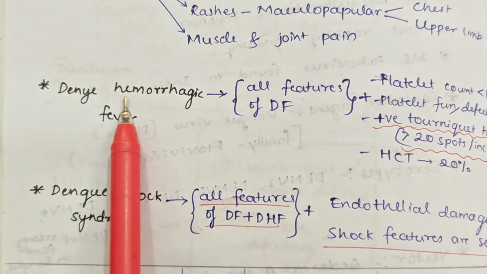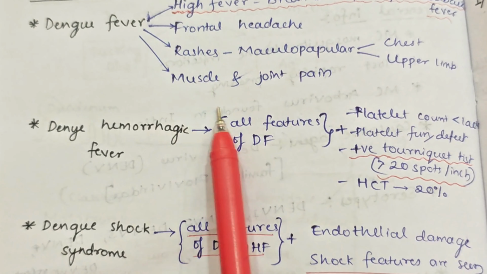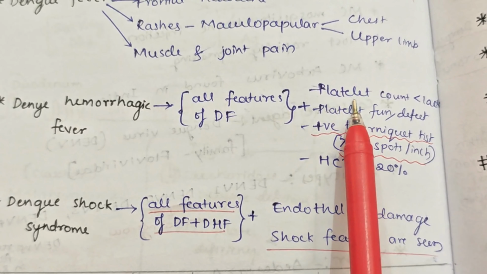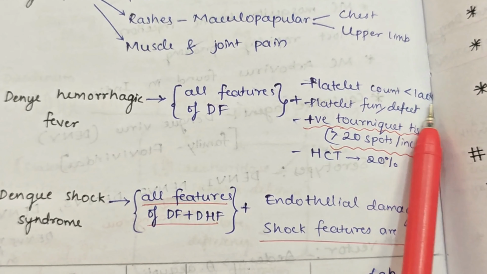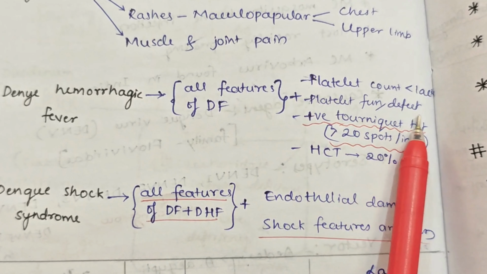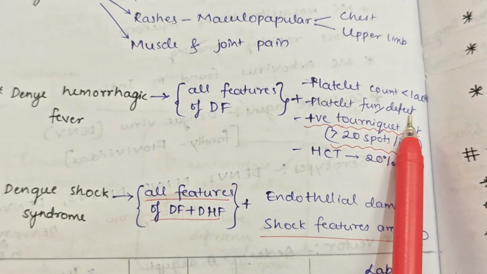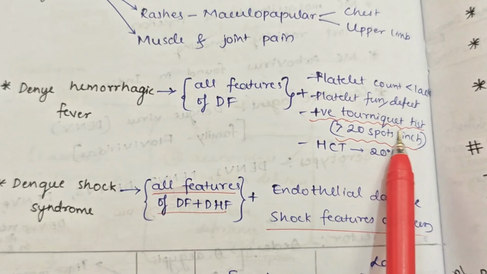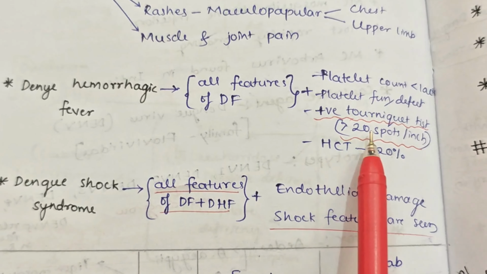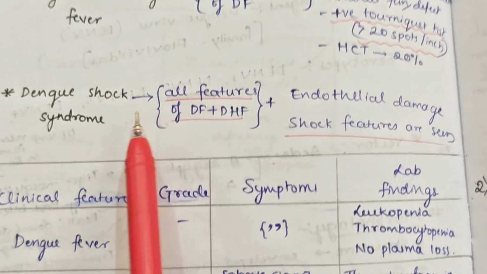The second one is dengue hemorrhagic fever. All features of dengue fever, plus platelet count is decreased, less than a lakh, and platelet function is defective. This is a qualitative defect, and this is a quantitative defect. Also a positive tourniquet test, that is more than 20 spots per inch, and hematocrit rise of 20%.